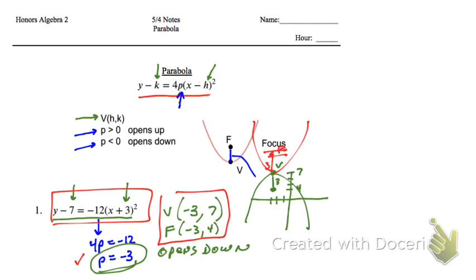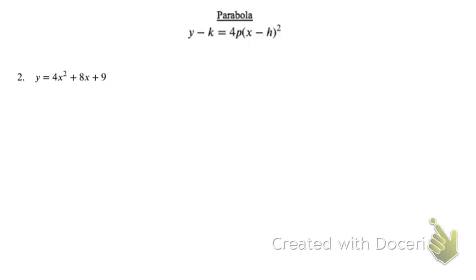All right, let's look. What do we have next here? So if we have an equation, how do we know this equation is parabolic? Is it a parabola? Because we only have an x squared. Okay, the y is not being squared. So that means this is a parabola.